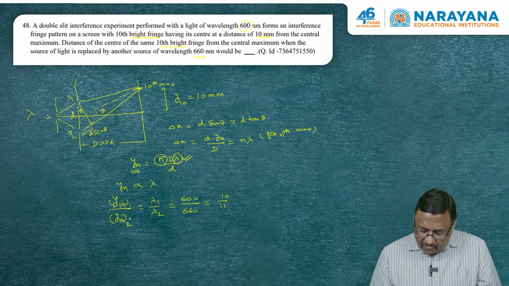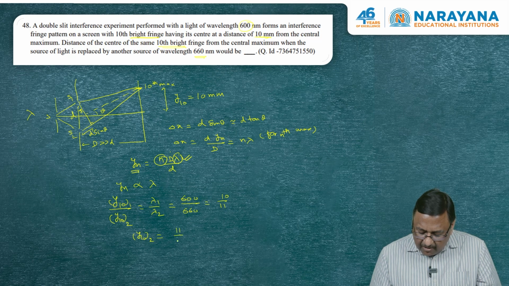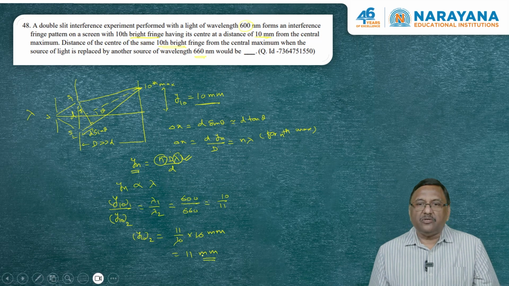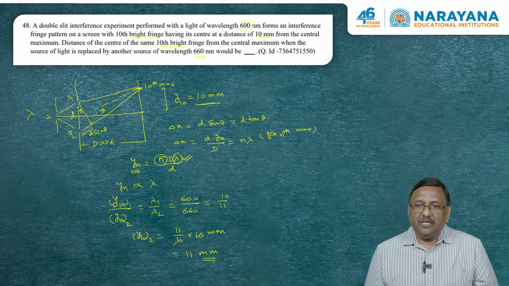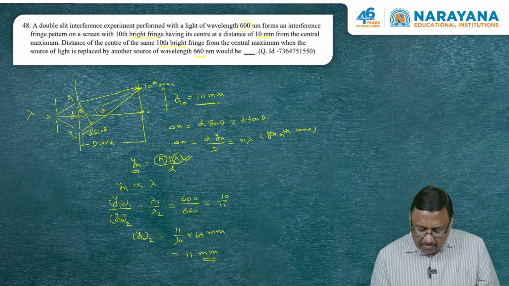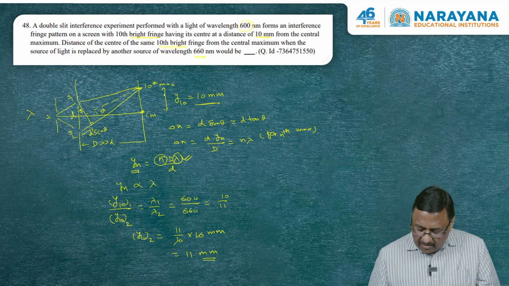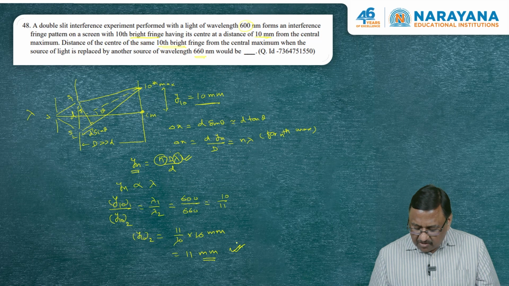I hope you can understand why. So y2, the 10th bright fringe for the second wavelength, is going to be 11 upon 10 into y1. y1 is given to be 10 millimeter, so I write again into 10 millimeter. This cancels out. What is the value? 11 millimeter is the position of your 10th bright fringe from the central maxima. This is the position of the central maxima here, so this is what we are asking. So 11 should be the answer for this question.